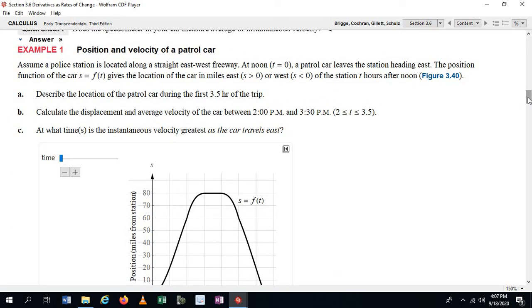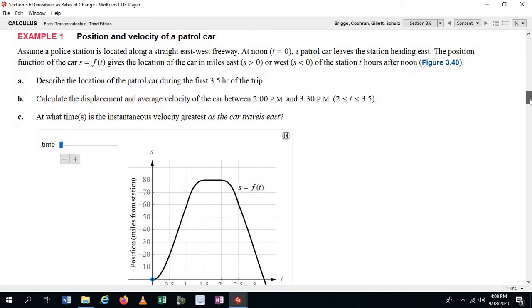Okay, so let's look at part B. Calculate the displacement and average velocity of the car between 2 p.m. and 3:30 p.m. In other words, when t is between 2 and 3.5. Okay, so let's find its displacement first. So where is it when t is equal to 2?